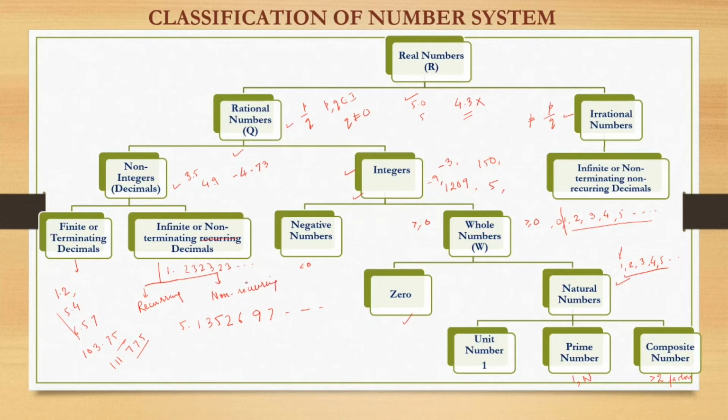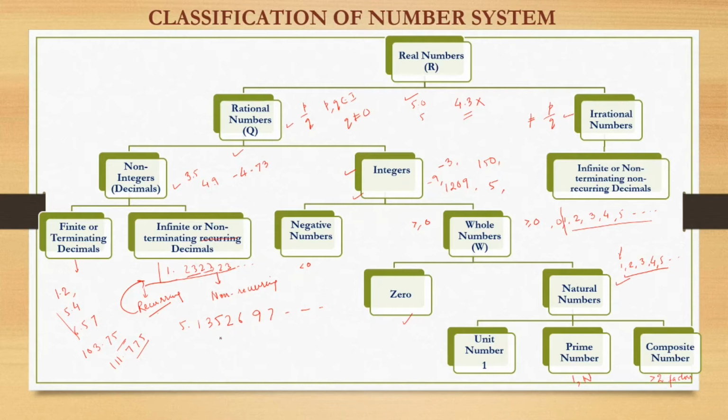So this we will see in subsequent slides. But what do we mean by recurring and non-recurring? In recurring, we see a pattern like here 2 3 2 3, it's repeating. Though it's repeating infinitely, the same pattern is repeating. So this can be classified as recurring.